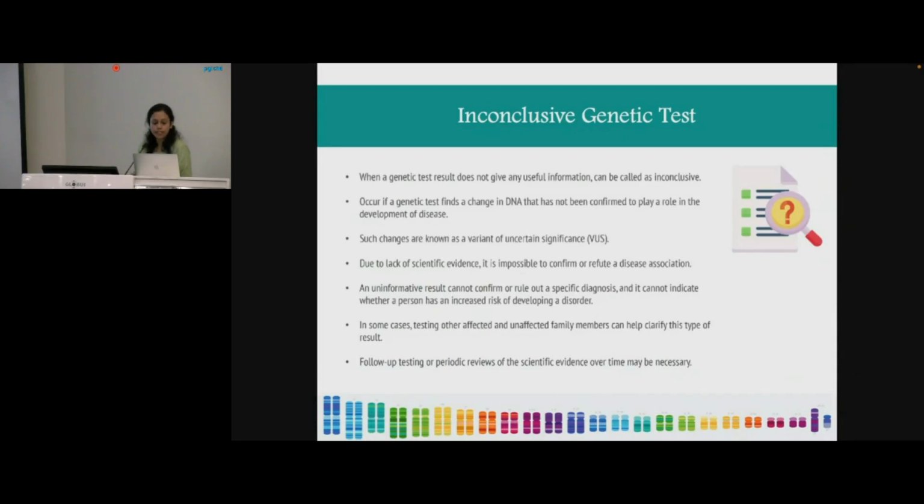Due to lack of scientific evidence, it is impossible to confirm or refute a disease association. Uninformative results cannot confirm or rule out a specific diagnosis. They cannot indicate whether a person has an increased risk of developing a disorder. In some cases, testing other affected and unaffected family members can give you some clue about the pathogenicity of the variant of unknown significance. Follow-up testing and periodic review of the available scientific evidence, that is, a review of the literature over a period of time, is very necessary.